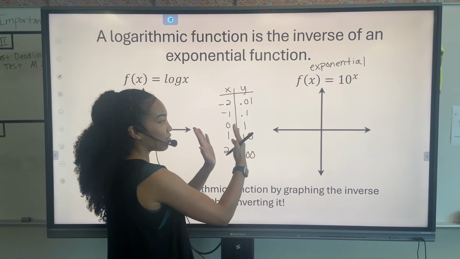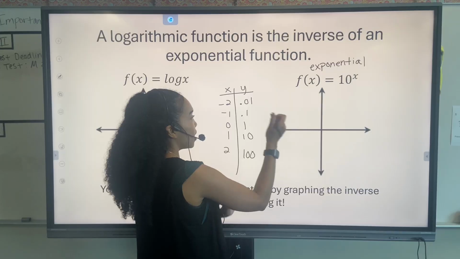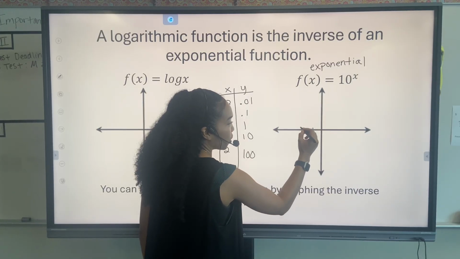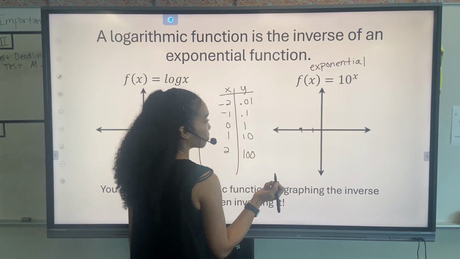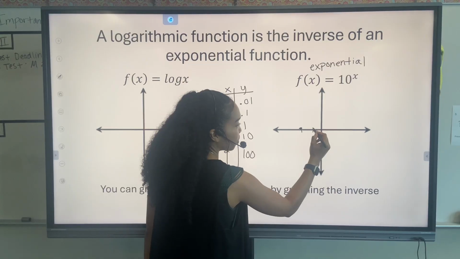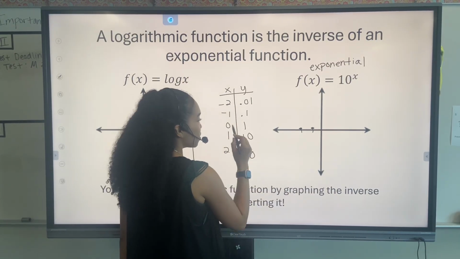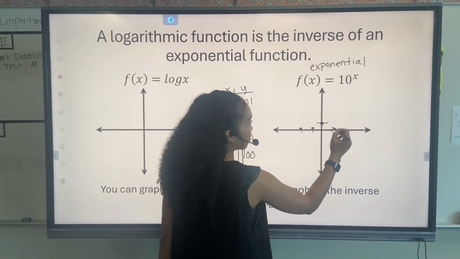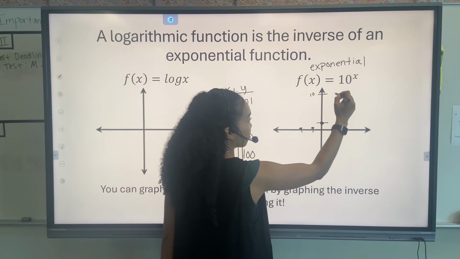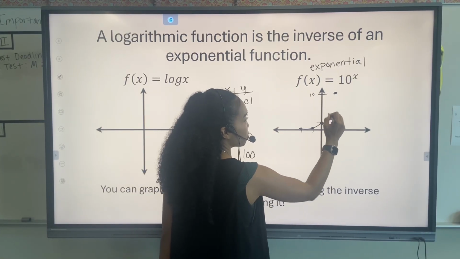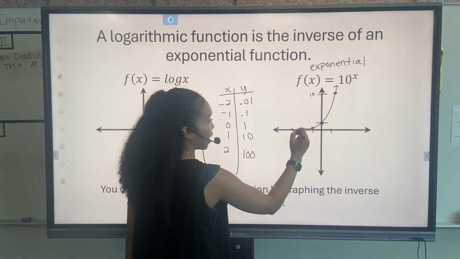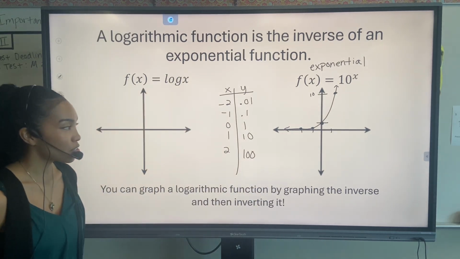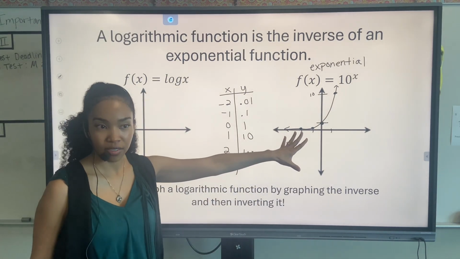And we would graph this right here. -2, 0.01, that's really small. -1, 0.1, 0, 1, and then 1, 10. I'm going to say this is 10 right here. And it just goes off of the page. It grows so fast. So that was our exponential graph.